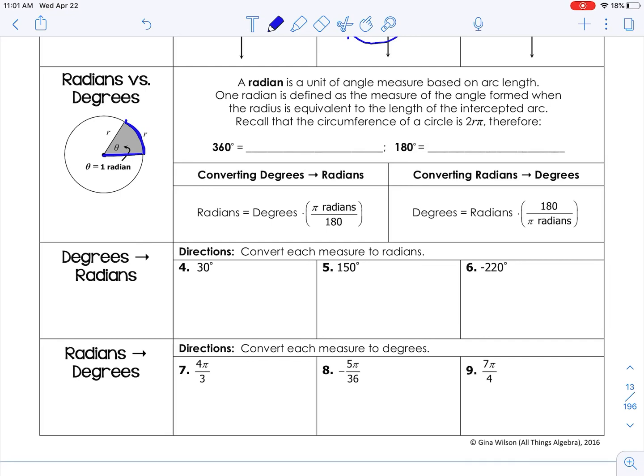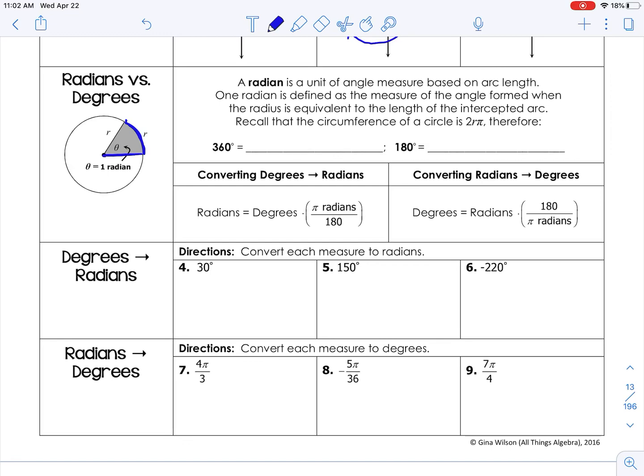If you have trouble picking this up, I really encourage you to watch those Khan Academy videos that I sent out on radians, or you could just do a Google search, the word radian and the word Khan, and watch the first video that comes up. It is very, very helpful.